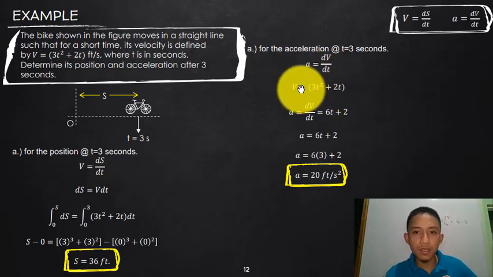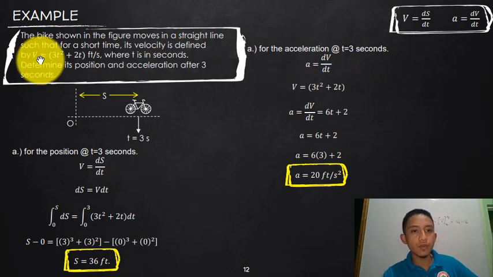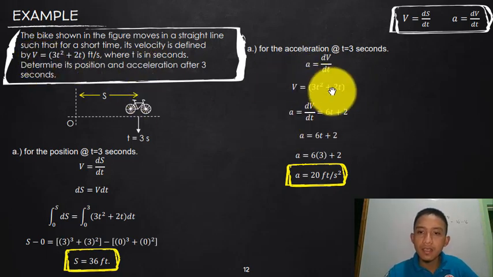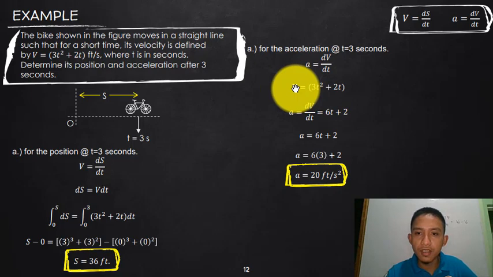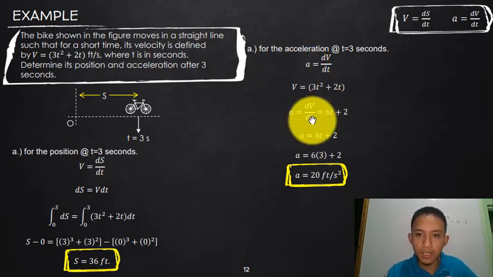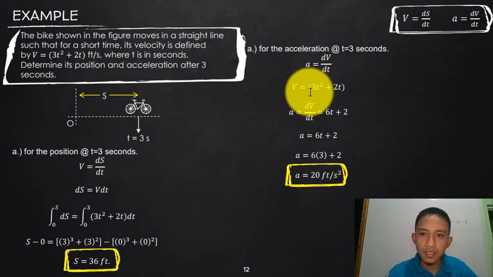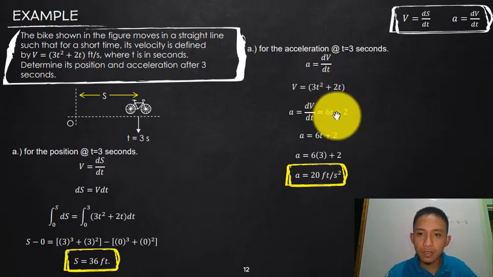Since you already have the equation of v in terms of t, all you need to do is differentiate your v with respect to t, and that is your acceleration. So differentiating that, the 2 will go down and multiply with 3, so that will be 6t dt over dt, or that will cancel.